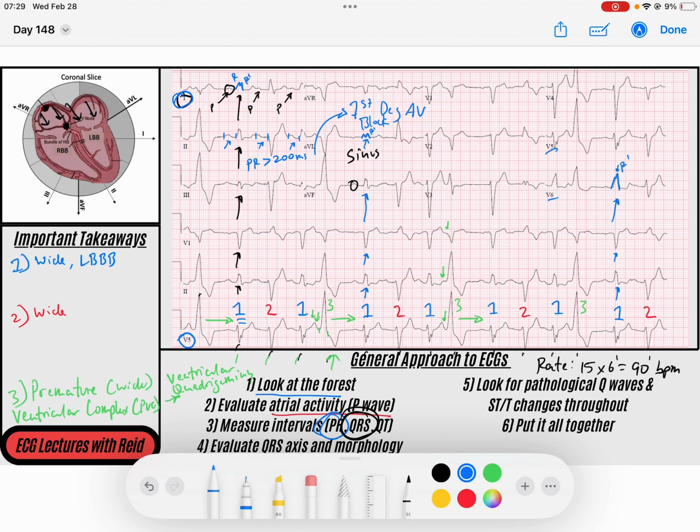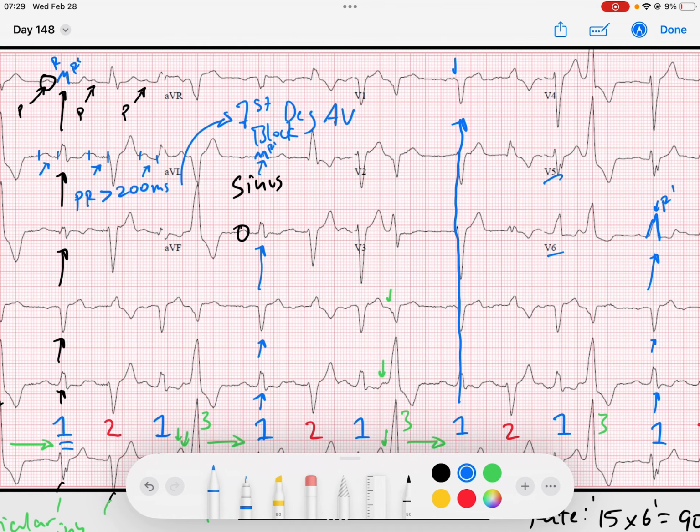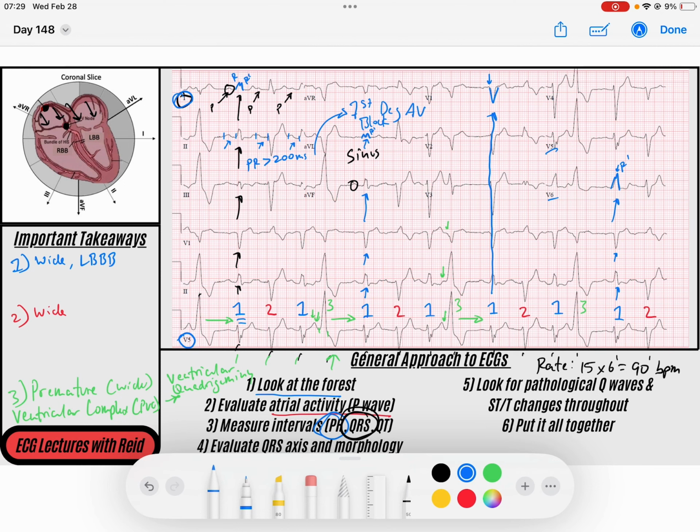And you can even see if I come to beat 1 up in V1, I lose my septal R wave. I have no septal R wave. That occurs because the left bundle actually supplies the septum, and so we lose our septal R wave. That kind of confirms we have a left bundle branch block. So we have an alternating left bundle branch block, right? Because that happens every time beat 1 occurs, we get a left bundle branch block.